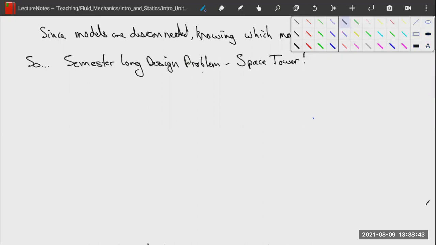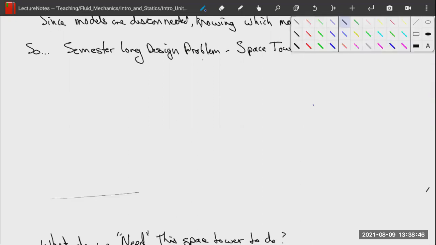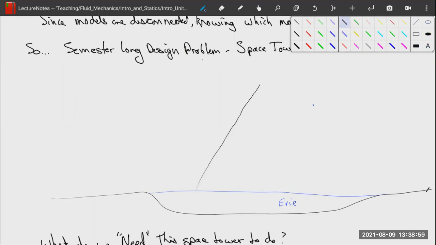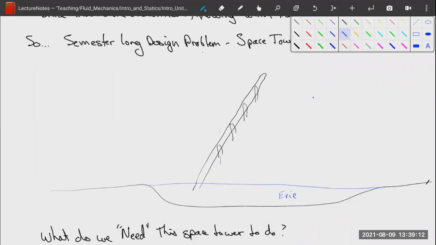So if we draw this, we're gonna draw this. Here's Lake Erie. I like to imagine this rising out of Lake Erie. And then what we're gonna have is a tower coming out of Lake Erie with jets on it, shooting water down, shooting water down in order to hold some kind of payload up higher into space.